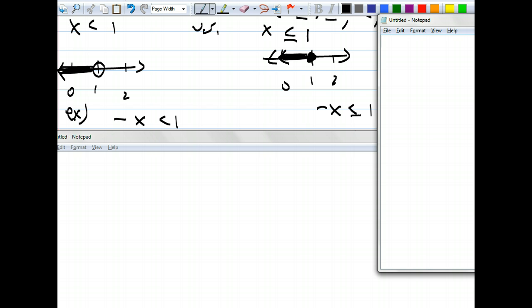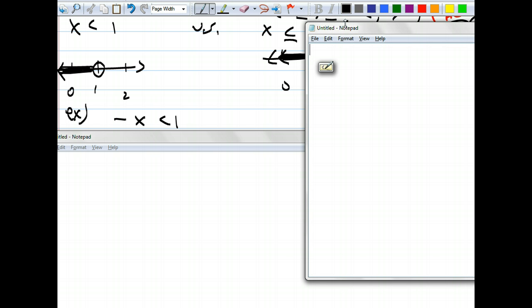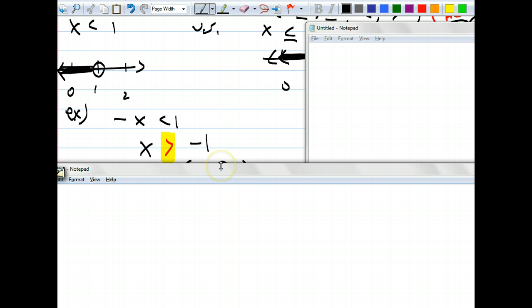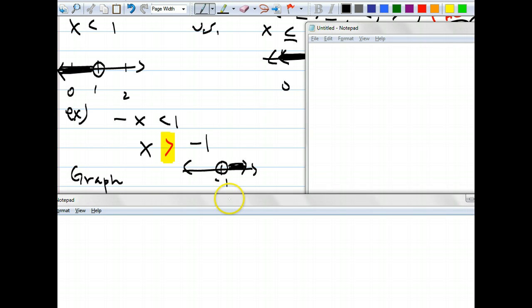If I have negative x less than 1, let's look at this one first. How do I get x by itself? Who knows how to solve for x? Kate? That's correct. You have to divide both sides by -1, and when you do, you must reverse the inequality symbol. Do we do this every time? Only when you're what? Kevin? Only when we divide by a negative? Or multiply by a negative. Very good. So the graph of this will look like this.